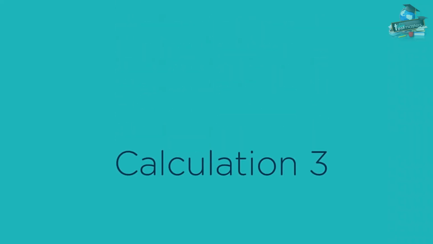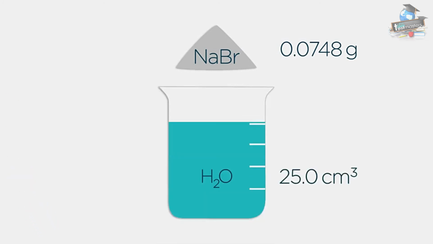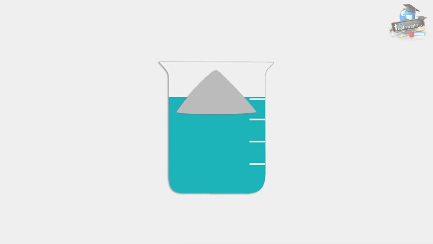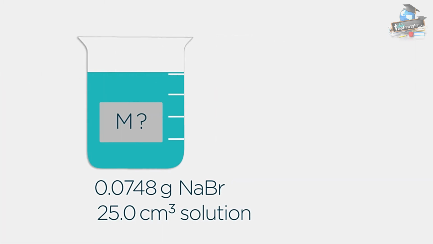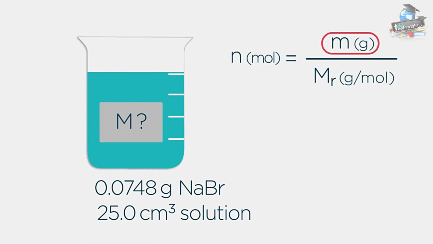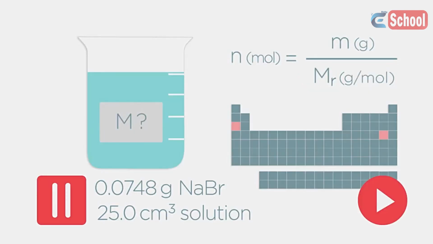Okay, a tough challenge to finish. You've dissolved 0.0748 grams of sodium bromide salt in 25.0 centimeters cubed of water. What's the molarity? Now don't panic. Simply use this equation, which lets you convert mass into moles, and use your periodic table to find the molar mass of sodium bromide. Pause, calculate, and resume.